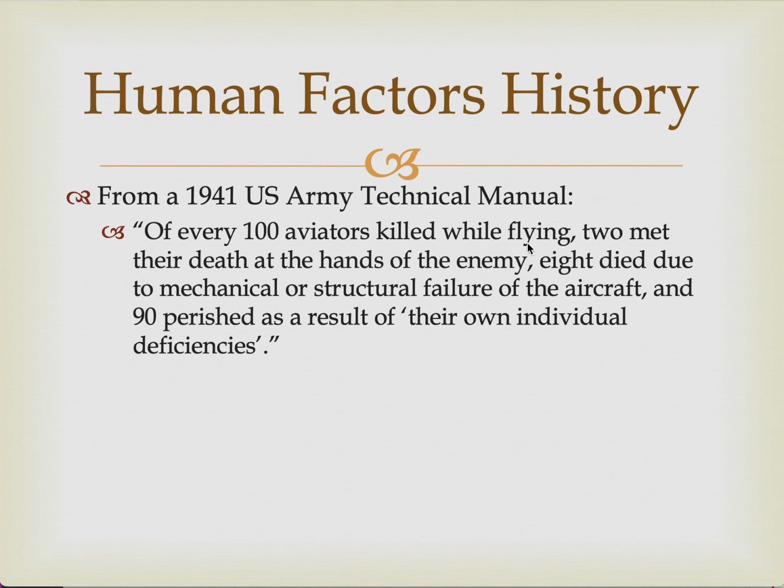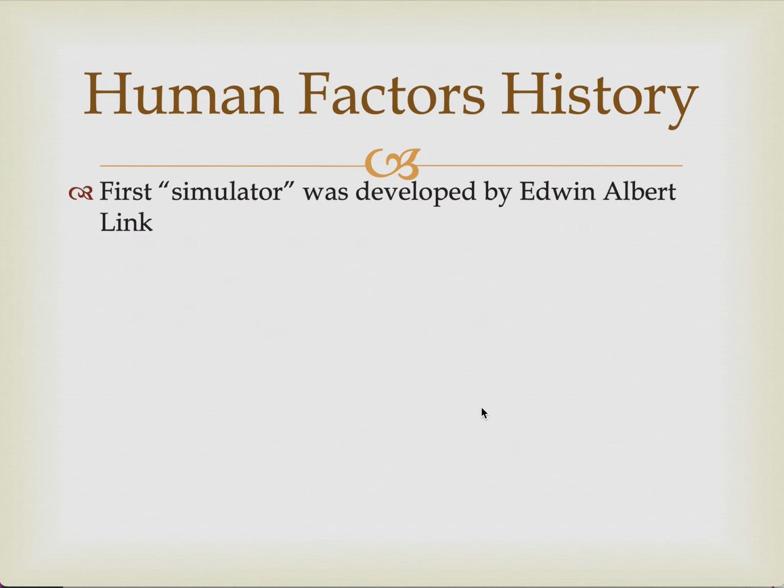A couple things I want to focus on here. 2 got killed by the enemy. 98 died from basically us failing them. So 98 out of 100 pilots that died during this time died because of a failure of the system. They weren't trained right, the aircraft weren't produced right, they weren't mechanically sound, or they didn't perform well enough. Again, probably because they weren't trained right. So we need to get ahead of this, right? You can't keep going that way.